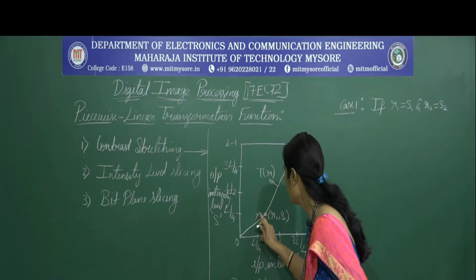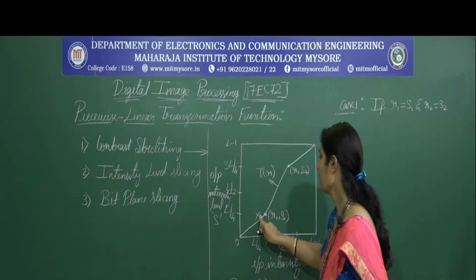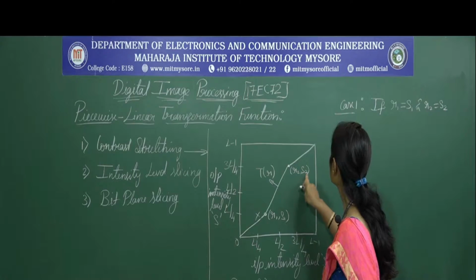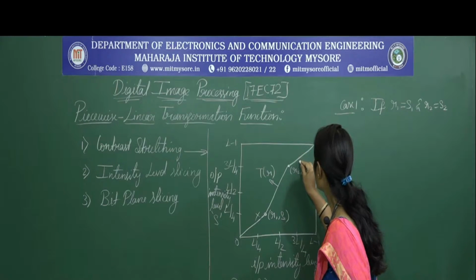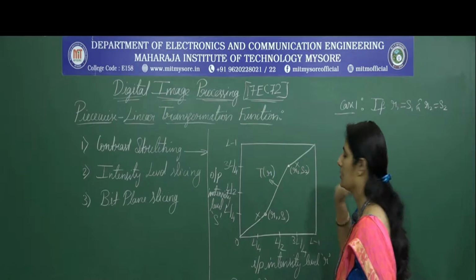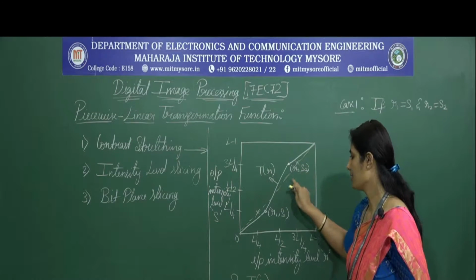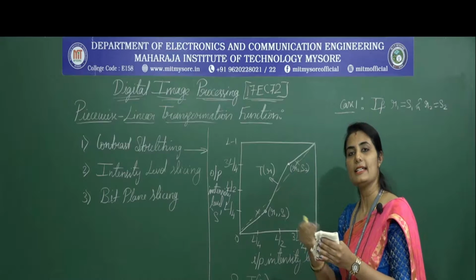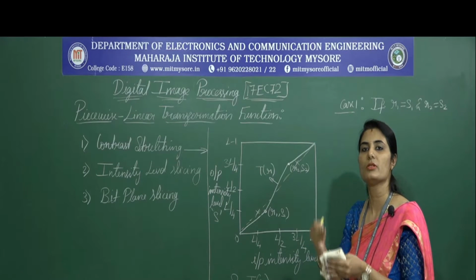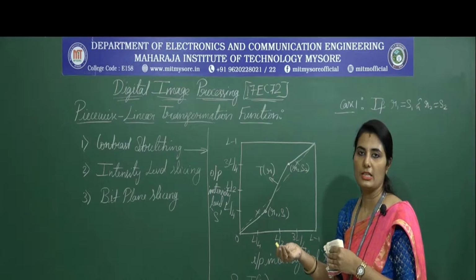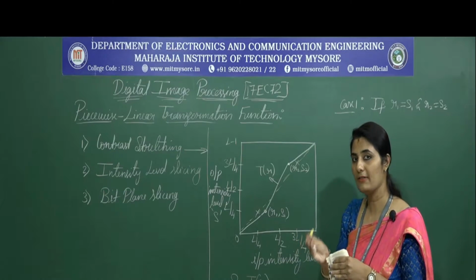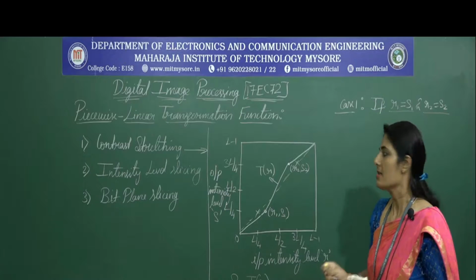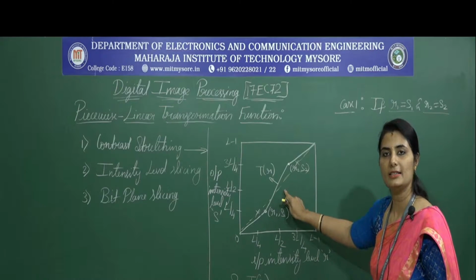Let me consider this point where r1 is L/4 and s1 is L/4, and consider another point where r2 = 3L/4 and s2 = 3L/4. Now this is a linear function. This performs the identity operation. That means the intensity level after transformation remains the same as the original image. So there is no change in the intensity level if I choose r1 = s1 and r2 = s2. So this performs the identity function.